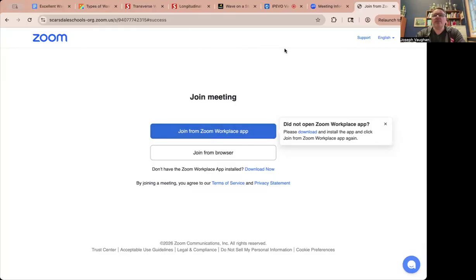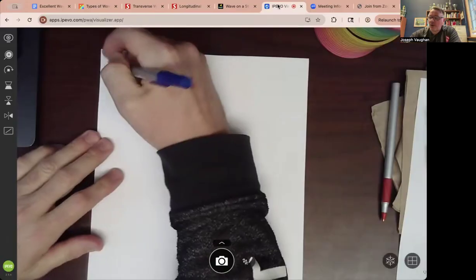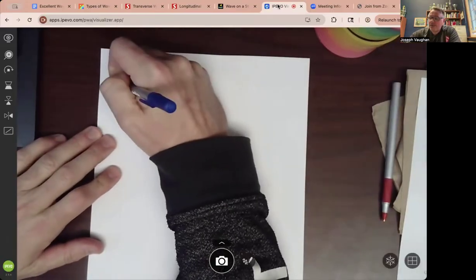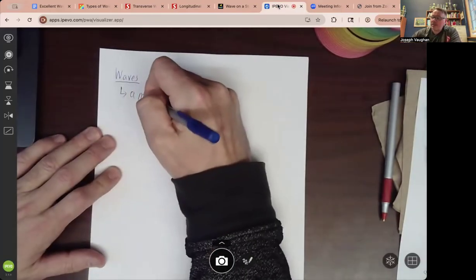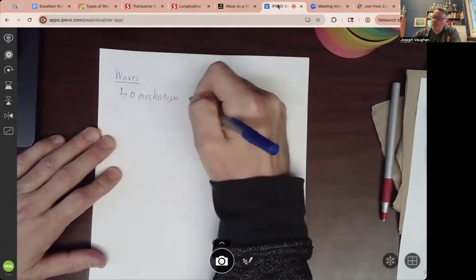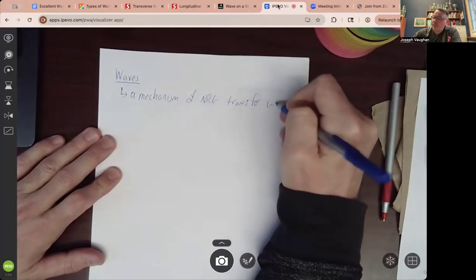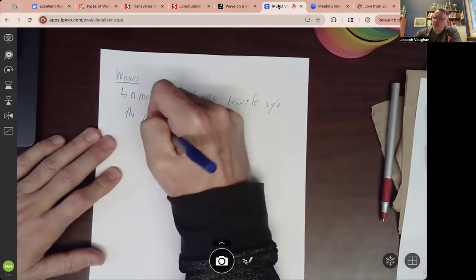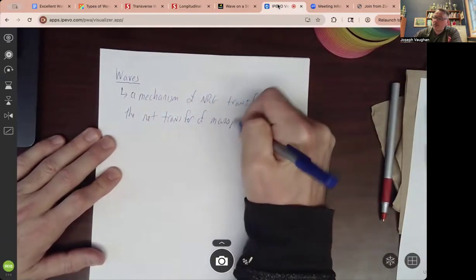So I'm going to go now share my screen and we're going to look at some notes. Okay, let me get to the visualizer. There's too much in the way of it. There we go. All right. And so what we're talking about here are waves. And so I'm going to define a wave as a mechanism of energy transfer without the net transfer of mass or matter. Okay.